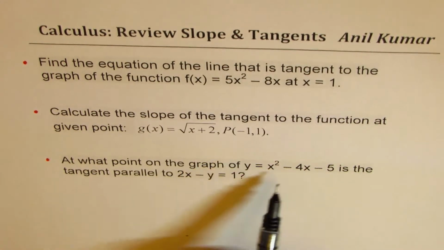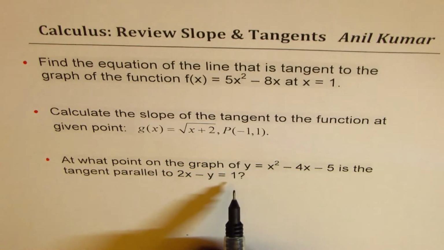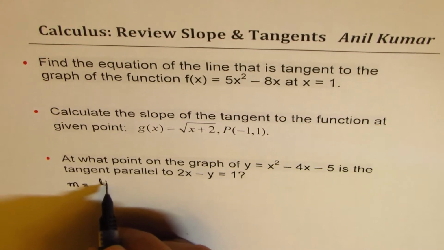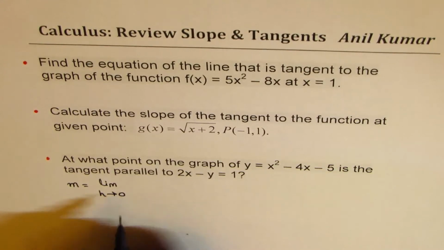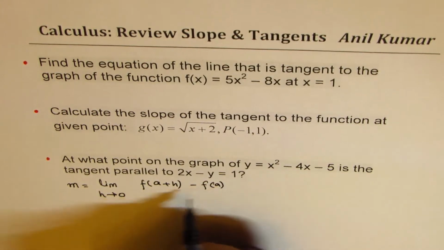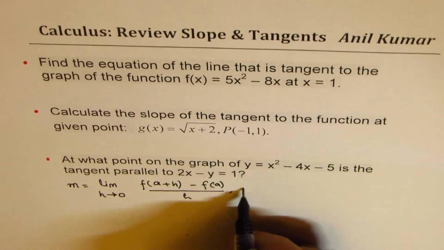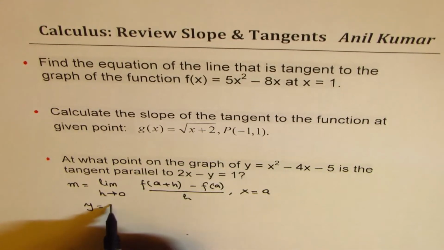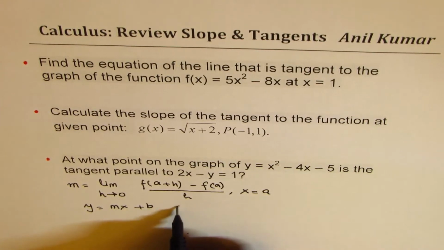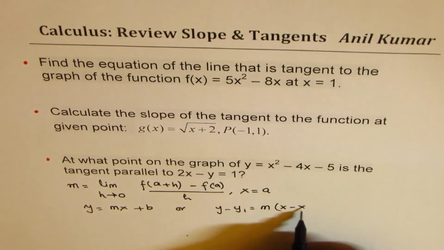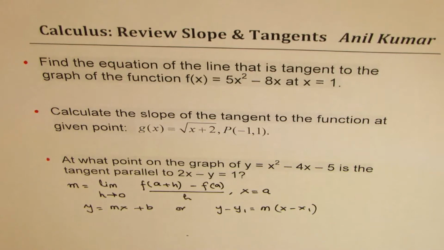Now we need to find the equation of tangent using difference quotient formula, which is, you can say, the slope m is limit h approaches 0 f of a plus h minus f of a over h when we are trying to find tangent at x equals a, right? So that's the formula which can be applied. Equation of line you could write as y equals mx plus b, or you could use the formula y minus y1 equals m times x minus x1 to get the equation in standard form.